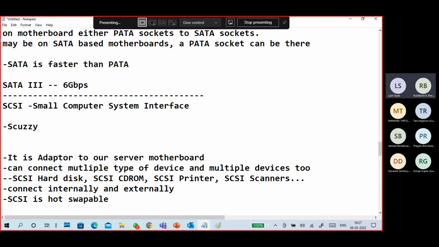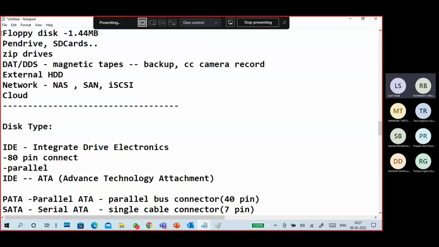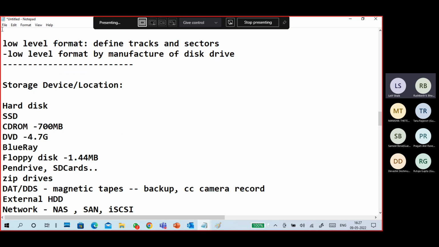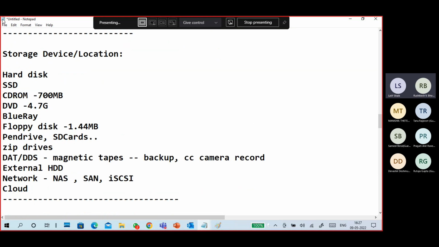Okay, once again I will conclude and we'll take a break, guys. So what are the different storages and locations? Hard disk, CD-ROM, SSDs, DVDs, Blu-rays, floppy disks, pen drives, SD cards, DATs and DDS, external hard disk, network storages, and cloud storages.